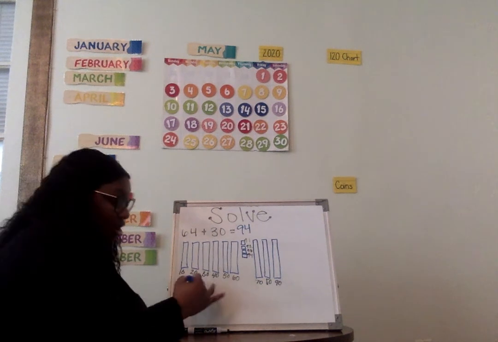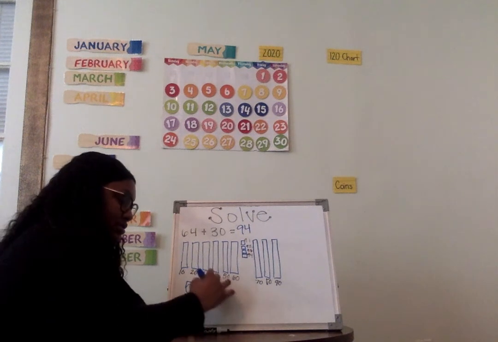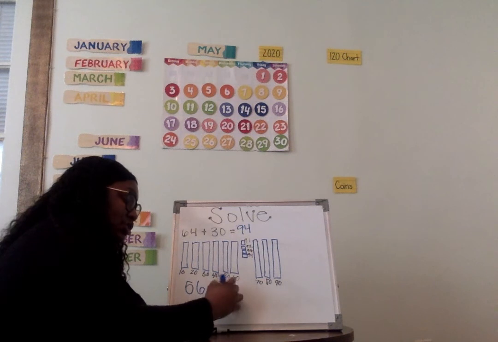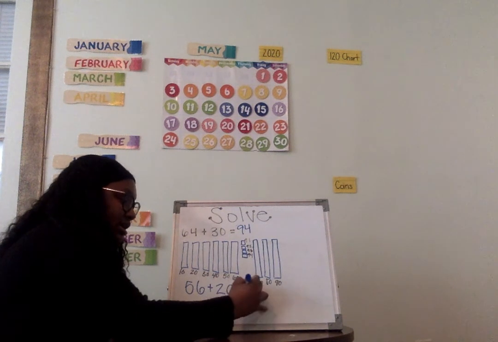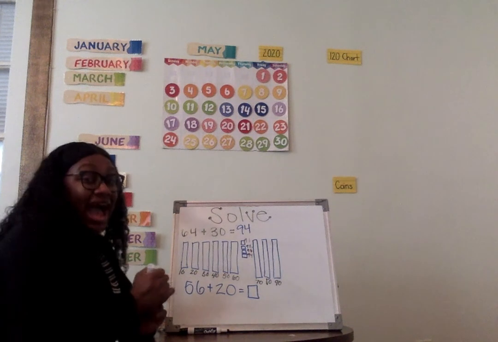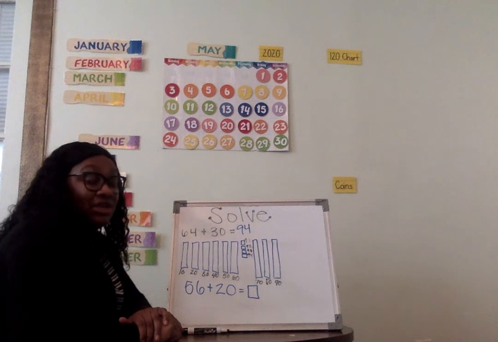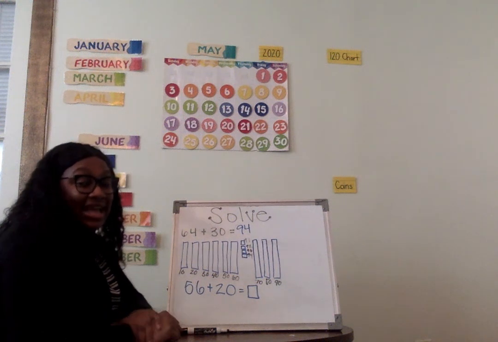I want you all to solve 56 plus 20 equals blank. So, you can use either strategy to get the right answer. I wonder who is going to send in the right answer first.